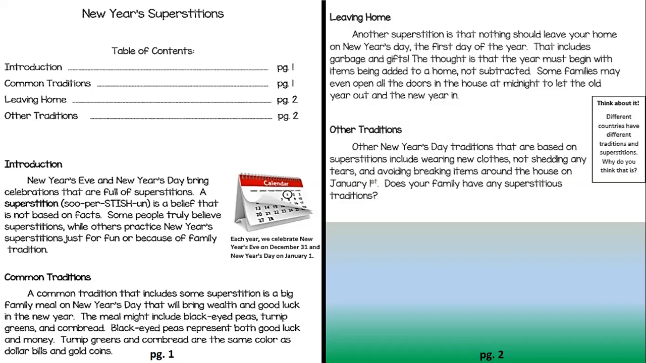Turnip greens and cornbread are the same color as dollar bills and gold coins. So that might be the reason the superstition is to eat turnip greens and cornbread, because they are the same color as money and gold coins, dollar bills. So they're green and yellow or gold.